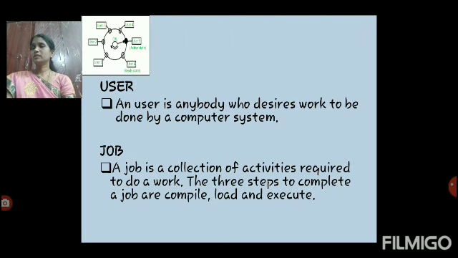Now user. We see who a user is. A user is anybody who desires to work with the computer system. So a user is the one who works with the computer system. Then we see job. A job is a collection of activities required to do a work. So a job is a collection of activities required to do a work on a computer by default. There are 3 steps to complete a job. They are compile, load and execute.